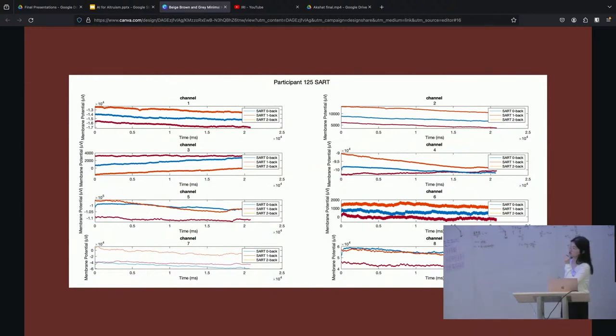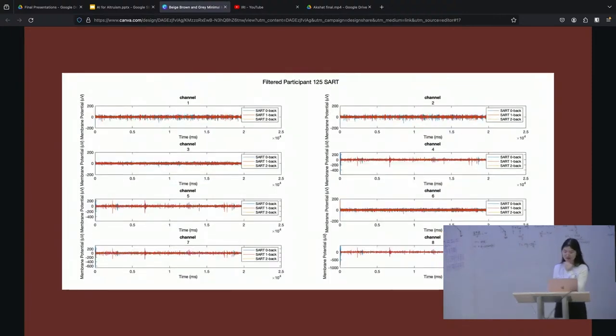This is a screenshot of my data processing for the cleaning part. You can see raw EEG data for a certain participant. I've shown the raw EEG traces for the SART 0 back, 1 back, and 2 back tasks. The X label is time, and the Y label is the potential. And this is how I filtered the data using a Butterworth bandpass filter, so that it would get rid of the noise, for example, from eye movement or from the electrical socket.